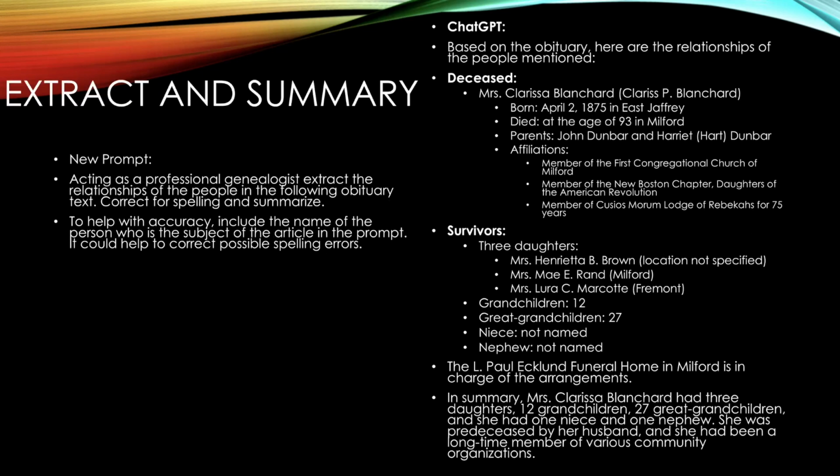So anyway, I took the corrected obituary, and then the new prompt was, acting as a professional genealogist, extract the relationships of the people from the following obituary and correct for spelling and summarize. So this time it had the actual correct information, and then just made kind of bullet points here about what was in the obituary, and then at the end made a summary. So it does really well if you've given it exact information and you tell it exactly what you want it to do, it can do it and be pretty accurate.